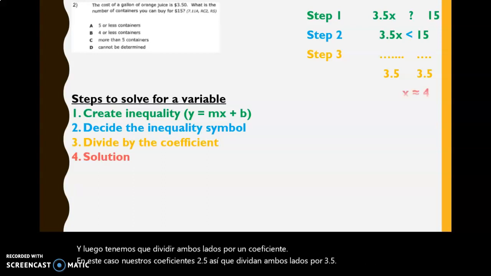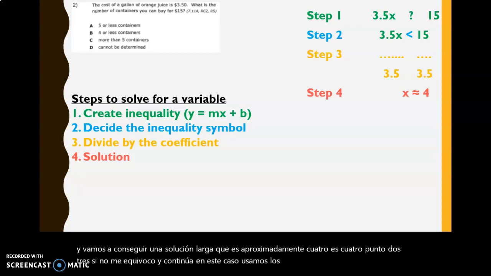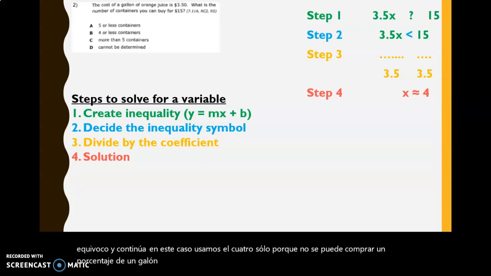And we're going to get a long solution, which is approximately 4. It's 4.23 if I'm not mistaken, and it continues on. In this case, we use the 4 only because you can't buy a percentage of a gallon of orange juice, right? You have to buy the whole thing. So the most you can buy is 4.